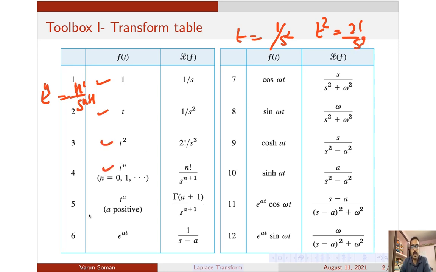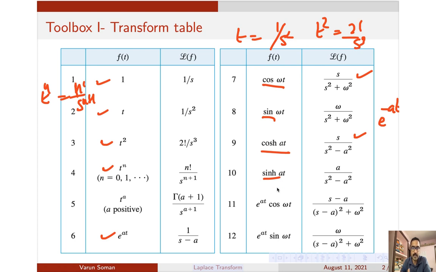Then you have e raised to at. The transform of e raised to at is 1 by s minus a, and the transform of e raised to minus at is 1 by s plus a. Similarly, for cos omega t or cosh at, s always comes on top: s by s square plus omega square in this case, and s by s square minus a square in this case. And for sine, the constant always comes on top: for sine omega t, you have omega by s square plus omega square, and for sinh at, a by s square minus a square.